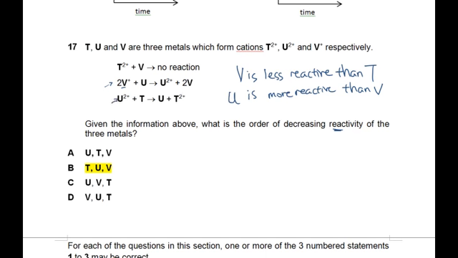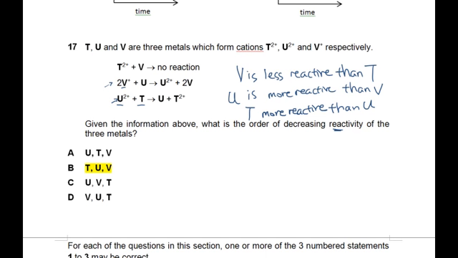You add metal T to U, you get a displacement. So what is more reactive, T or U? Only a more reactive metal can displace the ion of a less reactive metal. So T will be more reactive than U.